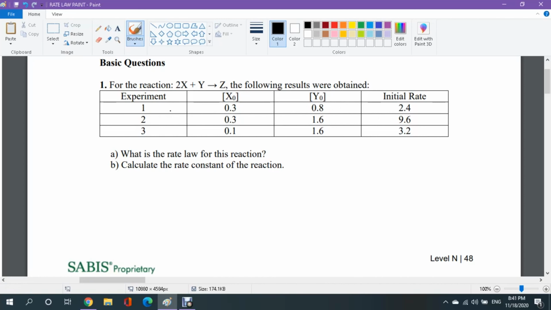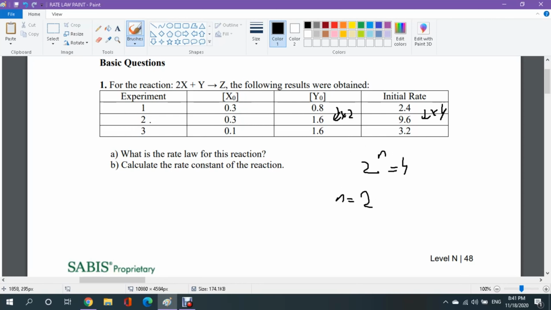So as we go from experiment 1 to 2, x doesn't change, so we don't look at it, but y is multiplied by 2. And what happens to the rate? It's multiplied by 4. So how does this change in y affect the rate? So 2 to the power of n is equal to 4. So what is n? What is the coefficient of y? It's 2. n is equal to 2.